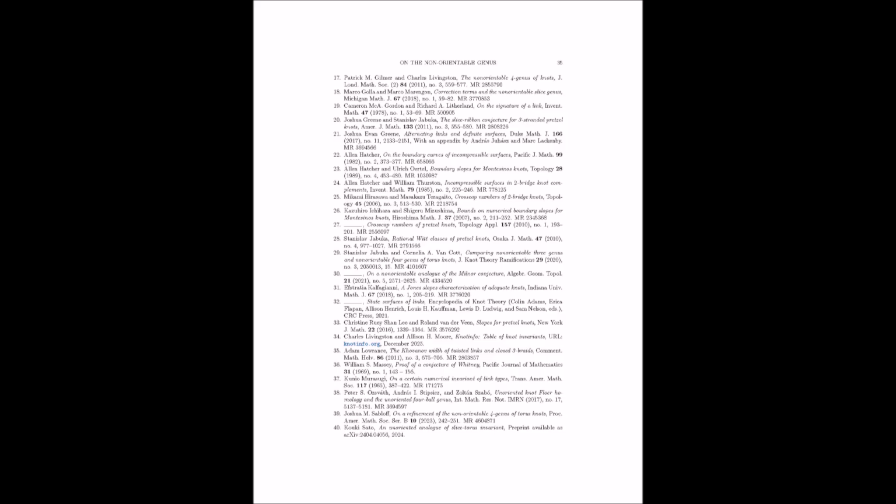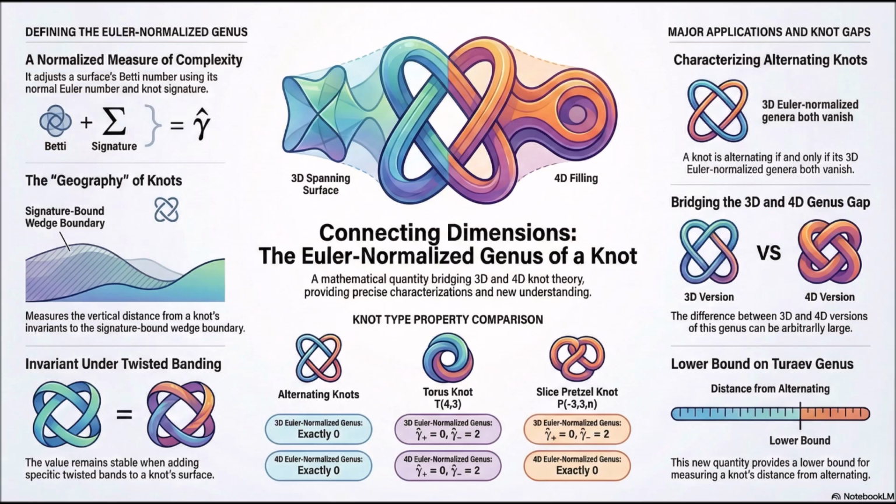Completeness check for section 5. We established the infinite gap for the ordinary genus and the small bounded gap for the normalized genus on these pretzel knots. That's clear. Section 6. Euler-normalized genus gaps.